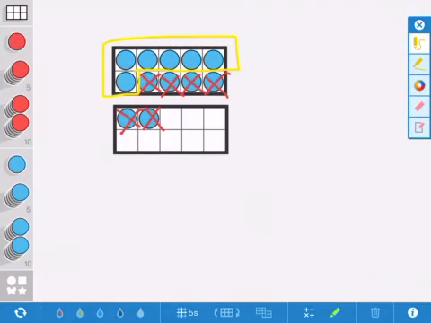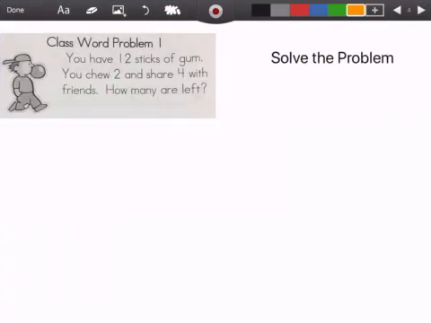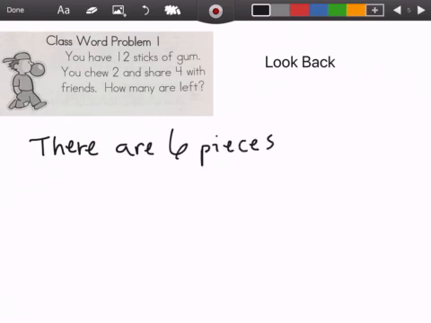Now, if we go back to our Show Me, and we solved the problem with those 2 apps, let's take a look back. So we have our answer of 6. There are 6 pieces left. Let's see if this makes sense. Does it make sense to have 6 left when we started with 12? Well, yeah, it does. So we had our 2 plus 4 to equal 6.